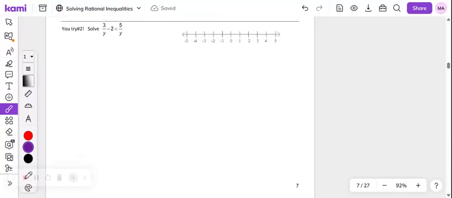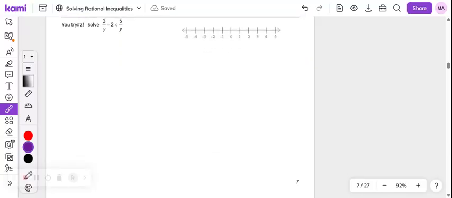Let's try one last one. Okay, what you'll notice is we do not have a 0 on the right side, so that's the first thing I would do. 3 over y minus 2 minus 5 over y is less than 0. Looking at the excluded values from our denominator, we simply know that y cannot equal 0, so that's an open circle here.